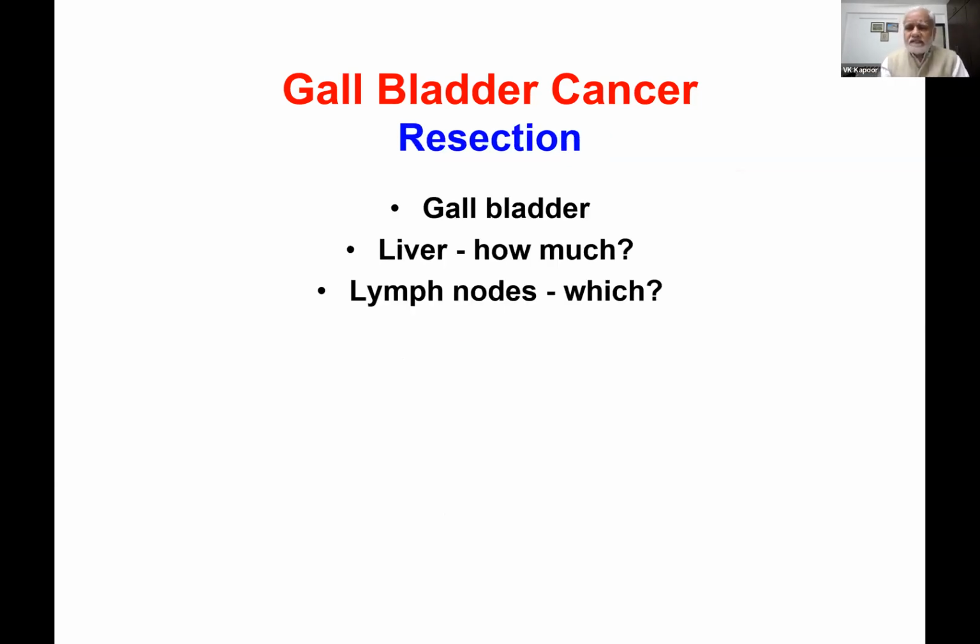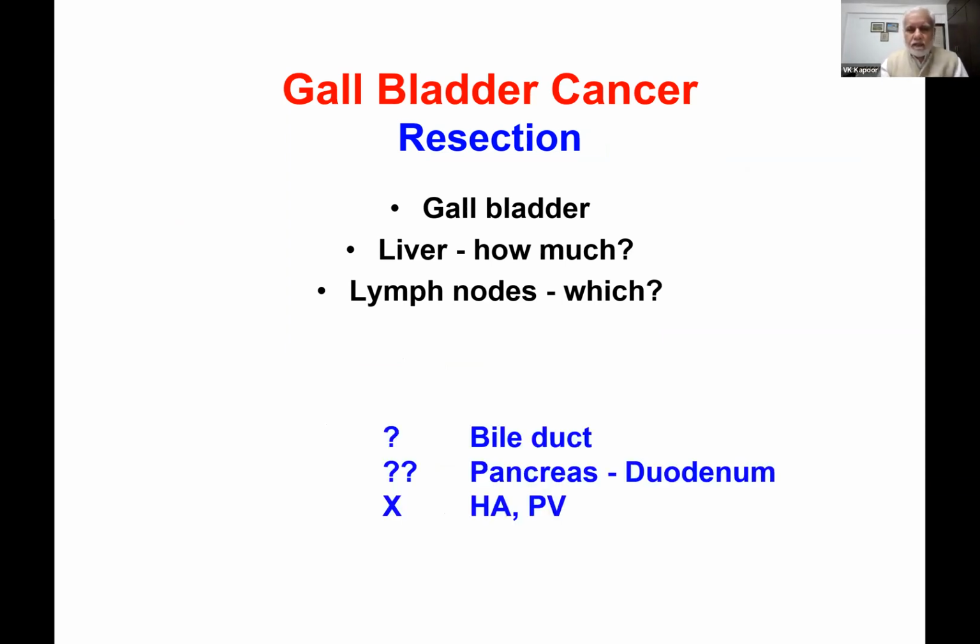So once the disease is resectable, that means there are no metastasis, even on staging laparoscopy, you do a resection, which includes obviously the gallbladder, a part of liver, how much is debatable, lymph nodes, which lymph nodes I will discuss. There is more debate about bile duct. Most groups do not resect the bile duct as a routine part of extended or radical cholecystectomy and do it only selectively. Pancreas and duodenum I've already discussed, and hepatic artery and portal vein involvement are contraindications for resection. There is no role, no place for vascular resection in gallbladder cancer as opposed to hilar cholangiocarcinoma.